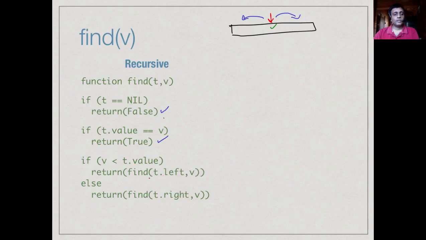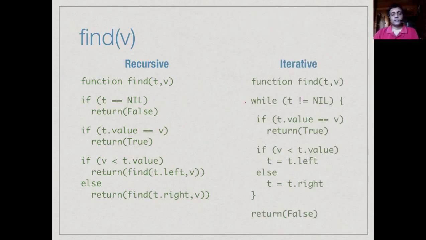If it's found there, we say true. If it's not found there, we say it's not in the tree. Otherwise, we search recursively in the right. Okay, so this is very similar to binary search. Now, like binary search, you can do an iterative version of this.